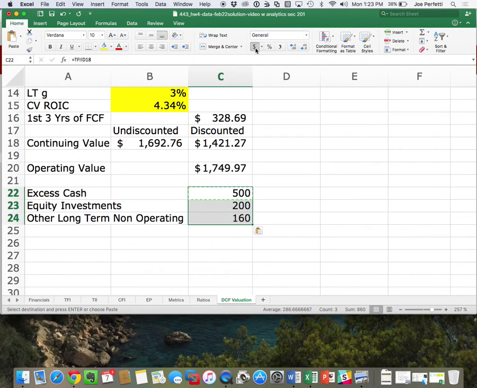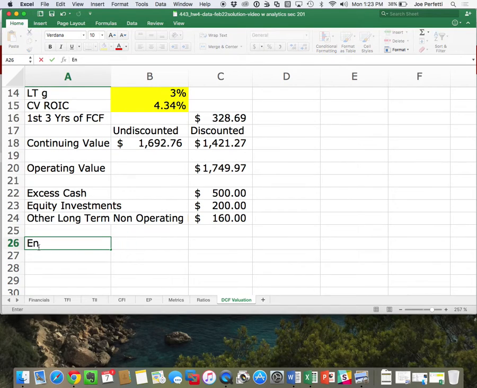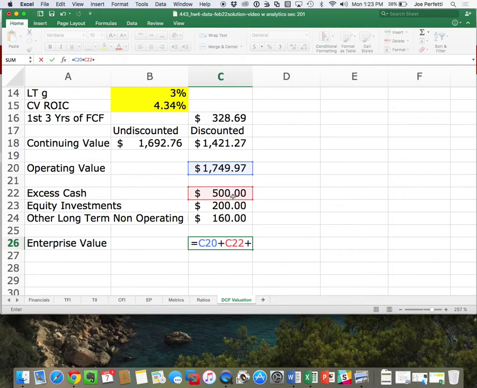So with that, what is our enterprise value? It equals the operating value plus the non-operating assets minus the non-operating liabilities. That's your enterprise value.